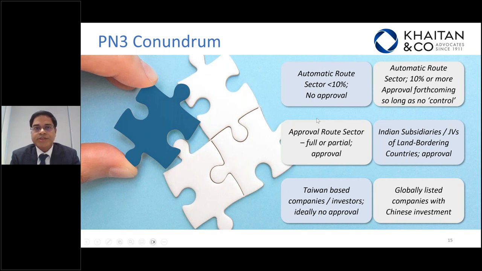Similarly, in an approval route sector, even a 1% investment would require approval, whether under Press Note 3 or under the general policy. But in those sectors where there is a partial cap allowed under the automatic route, we have seen that regulators have asked the parties to take approval even though they were falling under the automatic route.